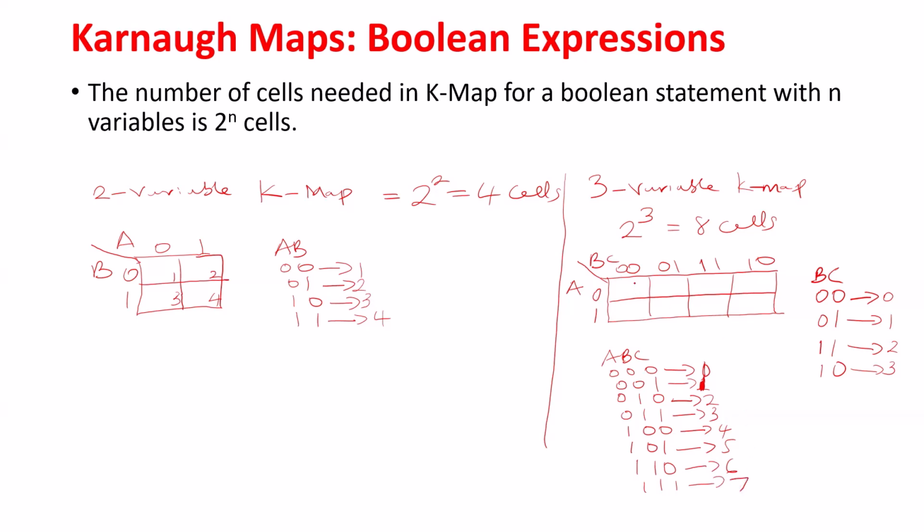Where we have 0 0 0, this takes position 0. This takes 1: 0 0 1. The next is 0 1 0, so 0 1 0 is here, and it will take 2. Then we have 0 1 1, which will take 3. We have 1 0 0, which takes 4. We have 1 0 1, which takes 5. We have 1 1 0, which takes 6. Then finally, we have 1 1 1, which takes 7.